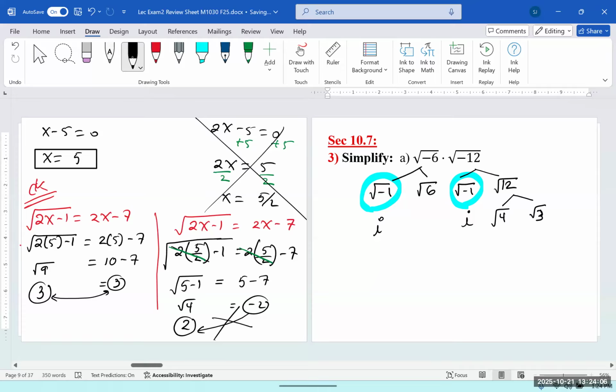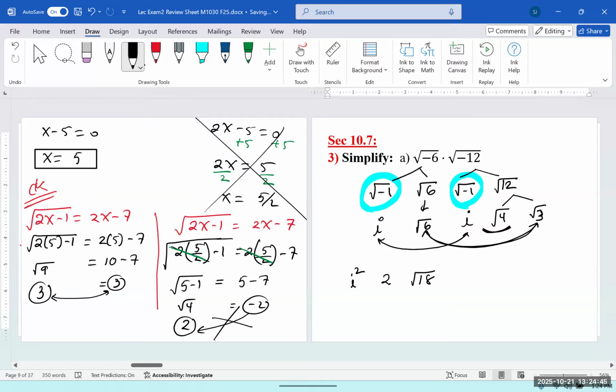Okay. We can split 6, but people usually don't know that we can split 6. So let's keep 6. And we have I times I, which is I square. What is square root of 4? 2. And since 3 and 6 both are positive, we can multiply them. What do you get? Square root of 18.